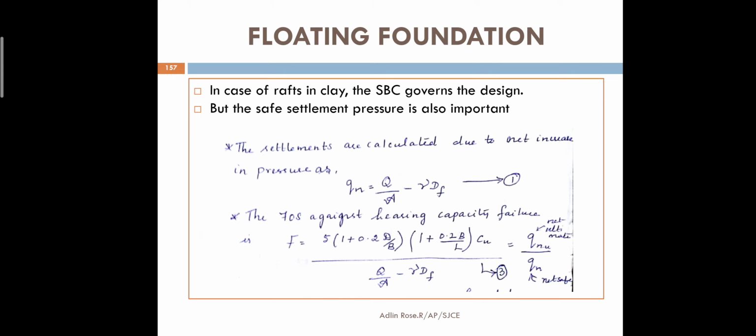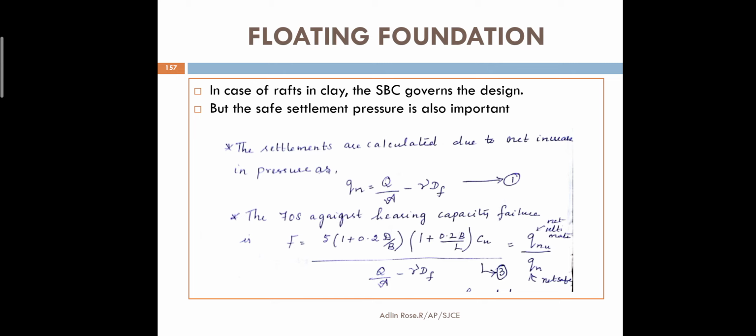Now find factor of safety. Factor of safety is net ultimate divided by net safe. We know that ultimate load divided by working load is equal to factor of safety. Similarly, here net ultimate bearing capacity divided by net safe bearing capacity will give you factor of safety.